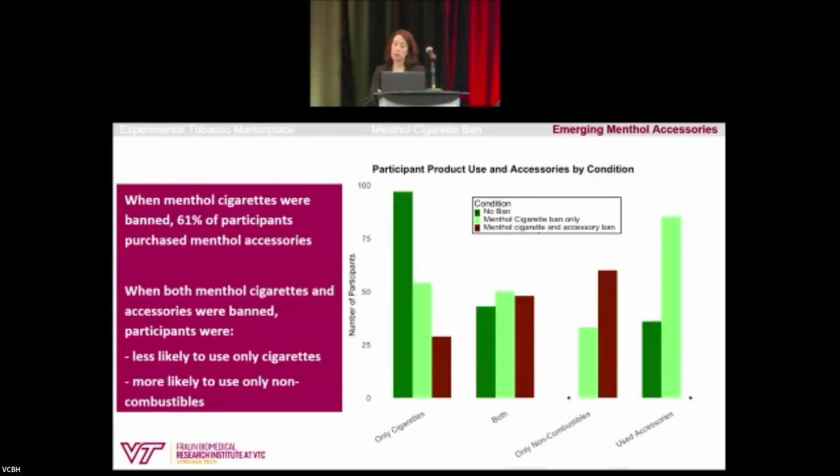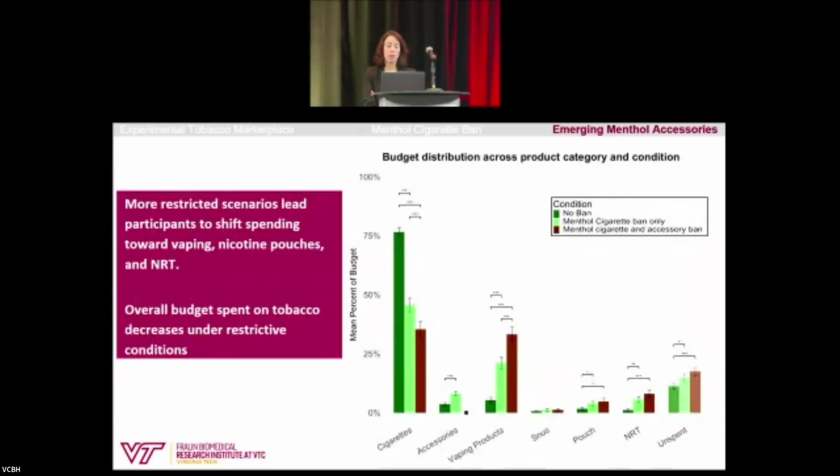When menthol cigarettes were banned, about 61% of participants chose to purchase menthol accessories. When both menthol cigarettes and accessories were banned, participants were less likely to use only cigarettes and more likely to switch to non-combustible products. When we look at the budget allocation, we can see that in more restrictive scenarios, participants shifted spending toward vaping products, nicotine pouches, and nicotine replacement therapy. And overall, their total spending on tobacco products decreased under these conditions.